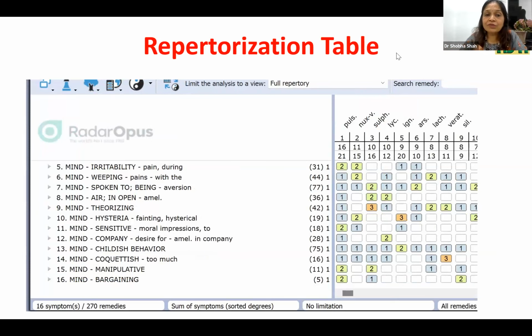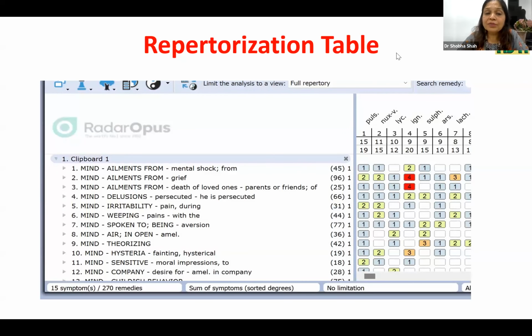Okay, one more thing which I would like to say is, in ailments from death of loved ones, earlier I had taken ailments from death of loved ones and I got stuck at Ignatia, because in that rubric Pulsatilla is not there. But in this case it was coming up very much. So I tried to see any other rubrics related to the death of loved ones in which Pulsatilla is there. And Pulsatilla is there in the rubric ailments from death of loved ones, of parent or of friends.